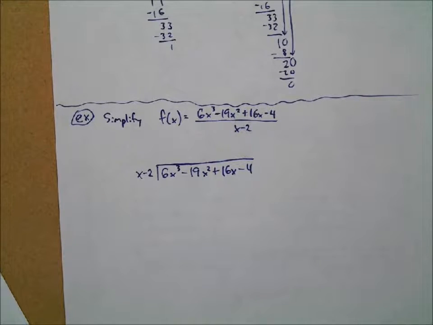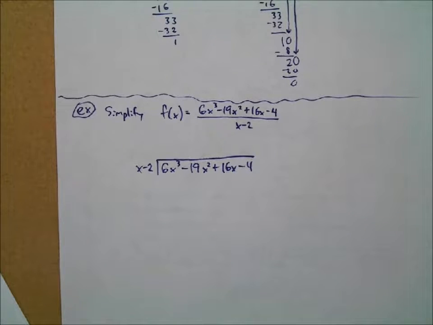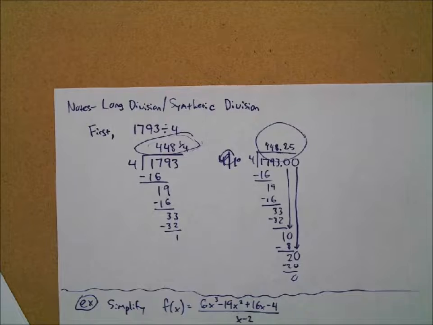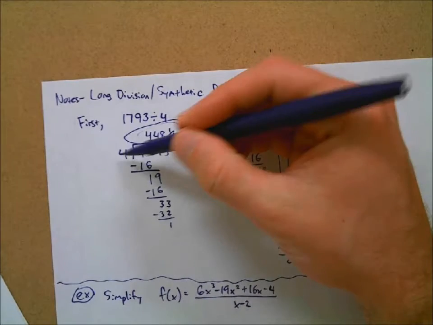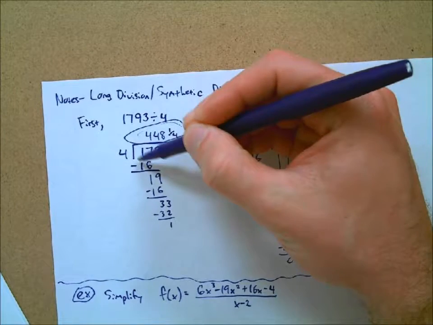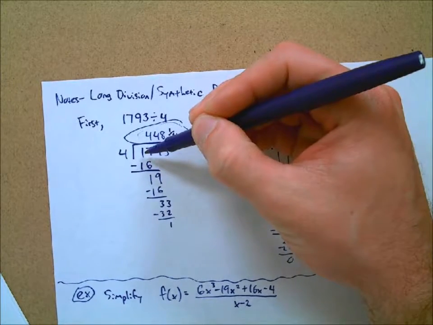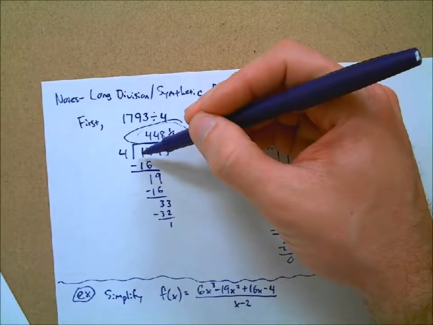Okay, very important. Make sure you have your polynomial in descending order there. The process for the algorithm is the same as what we did up here with the numbers. If you remember, we started by taking our 4 and looking at that 1, the very first term, and asking, can 4 divide into 1 evenly?